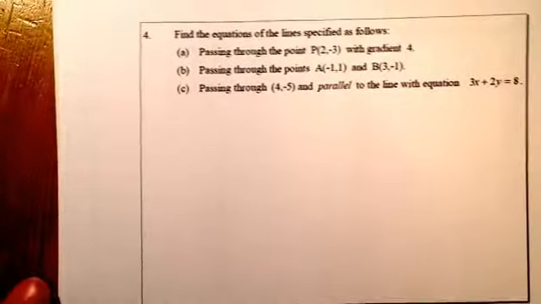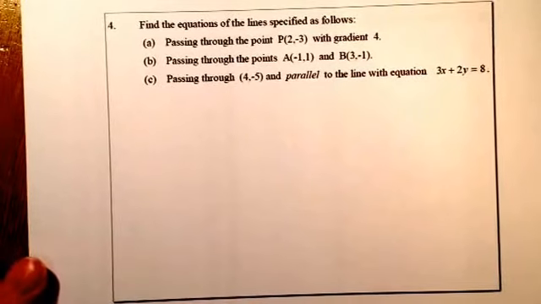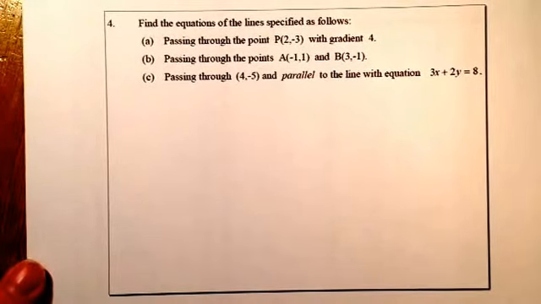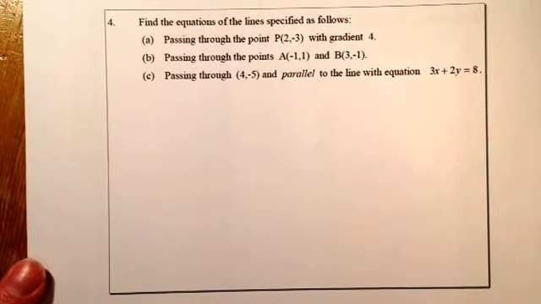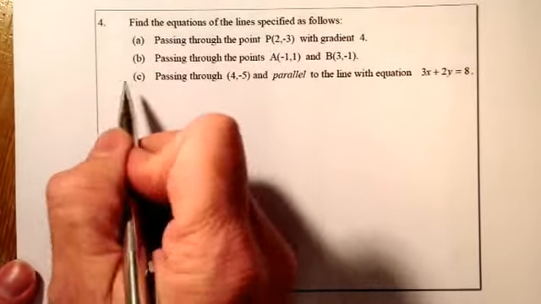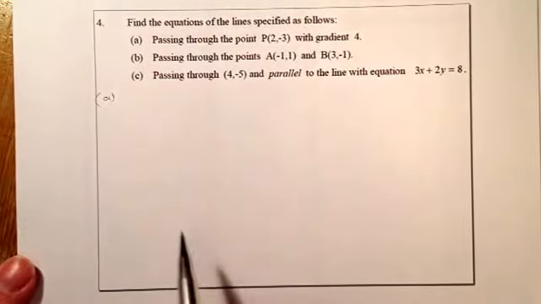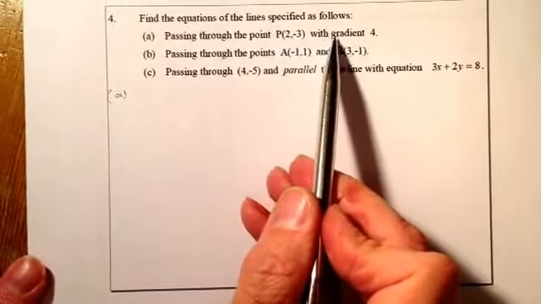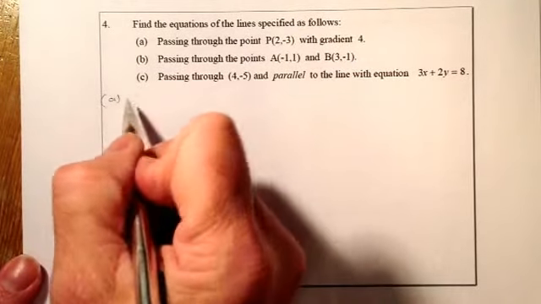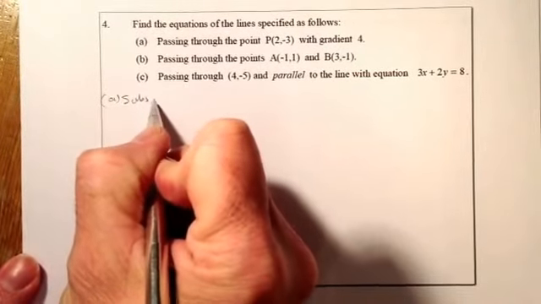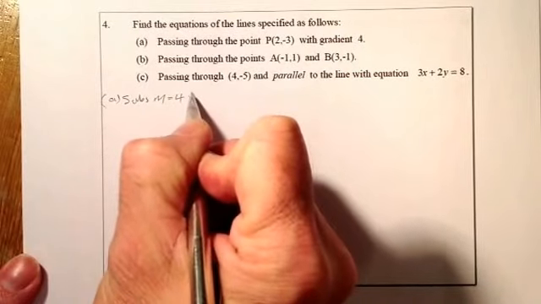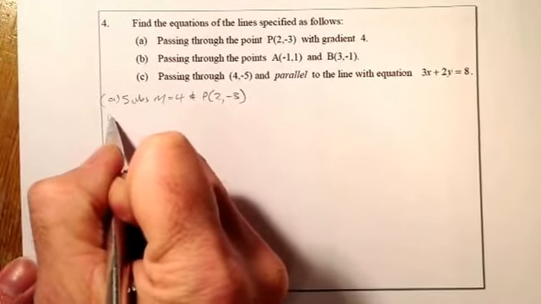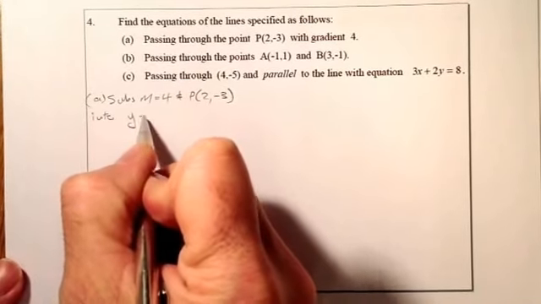Let's have a look at question 4. So in question 4, it's split up into a number of different questions. We get A, B, C, so let's go ahead with the first one, part A. Right, we have to find the equation of the line that passes through the point P with a gradient of 4. Okay, so I'm going to substitute gradient equal to 4 and the point P, (2, -3), into the general equation of a straight line.